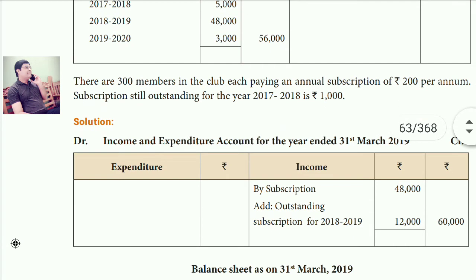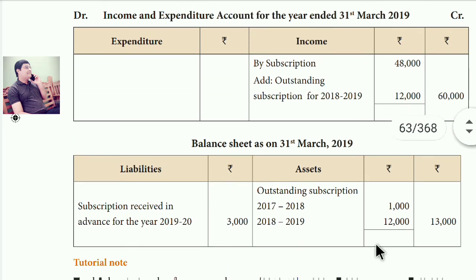But you received how much? 48,000. So how much is outstanding for the year? 12,000 rupees is outstanding. Now you have to prepare the balance sheet. While preparing the balance sheet, this 12,000 will come straight on the asset side.